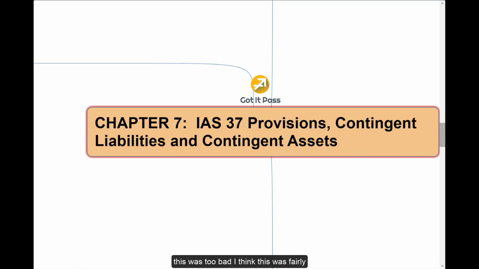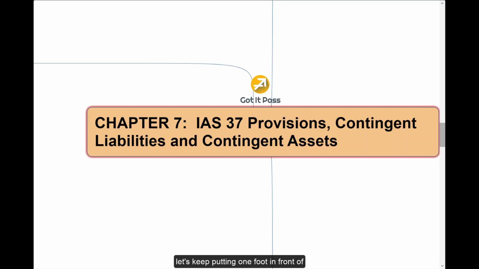I don't think this was too bad. I think this was fairly reasonable. I think most of the chapters that relate to accounting standards are fairly reasonable because the depth to which the FA examiner goes into is not extreme. This mind map that I've just taken you through is not the be-all and end-all of IAS 37. It's probably around about 50% of it, maybe a little bit more. So nothing to worry about for us.